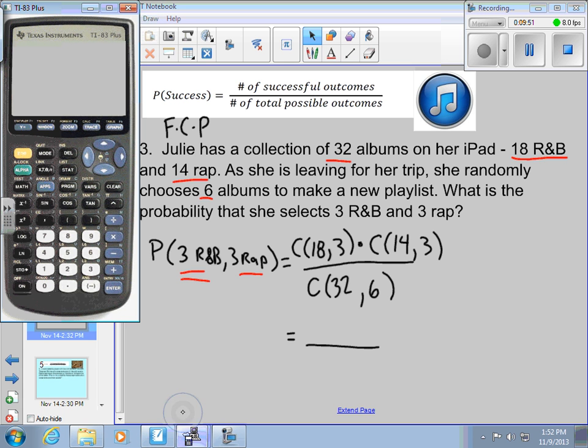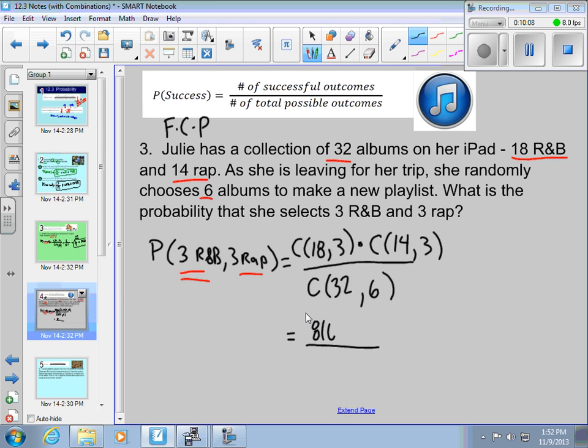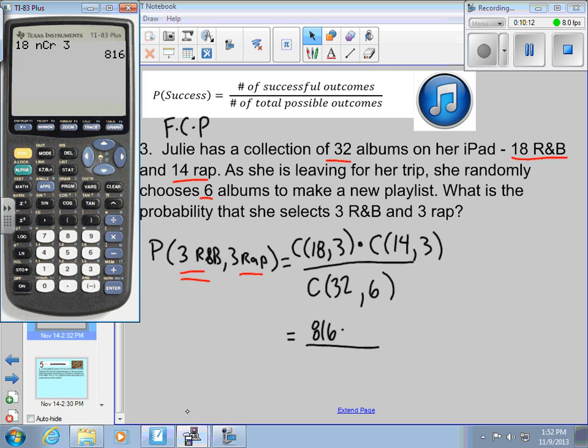So using the calculator again, let's figure out what these equal. We're using some combinations here. 18 combination, picking 3. So that's 816. Multiplied with, we'll do our other one here, 14, choosing 3. That's 364.